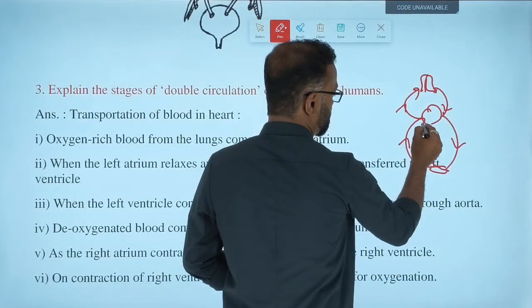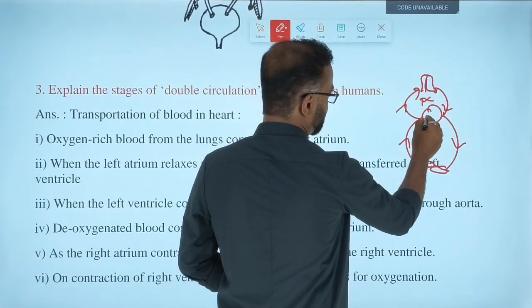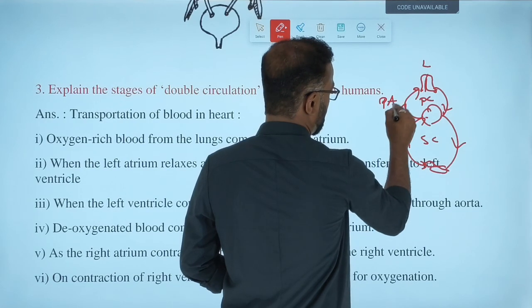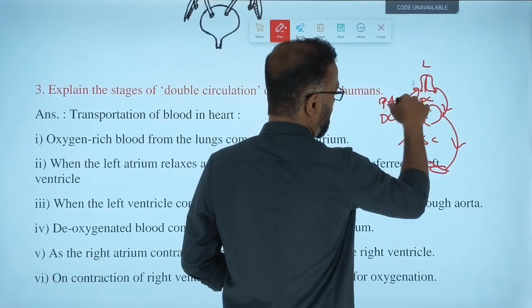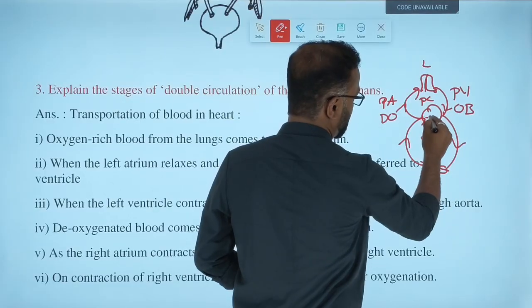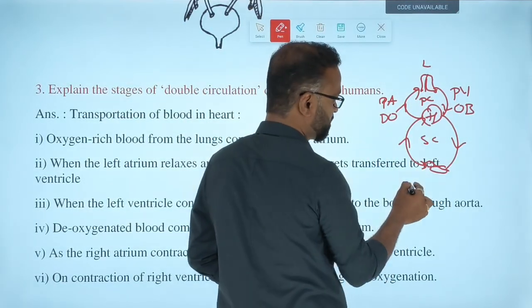Okay, so this is pulmonary circulation, this is systemic circulation. In short, deoxygenated blood from the heart will go to the lungs with the pulmonary artery. Which blood? Deoxygenated blood. After oxygenation, the pulmonary vein will carry the oxygenated blood back to the heart. This is called pulmonary circulation.